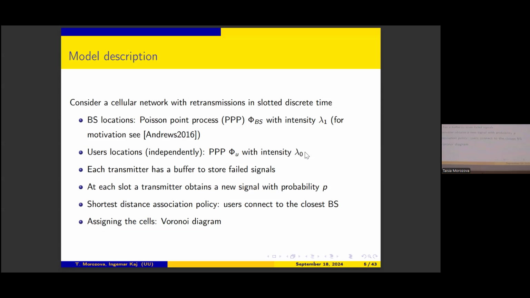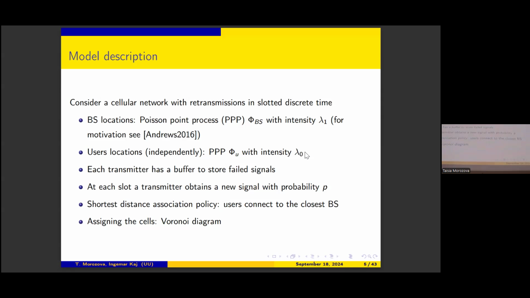We say that each cell obtains a new signal with probability P. This probability is the same for each slot and for each cell. So if you multiply P with lambda0, that would be the average number of signals obtained in the network.